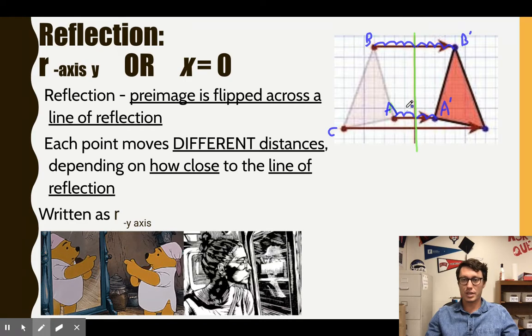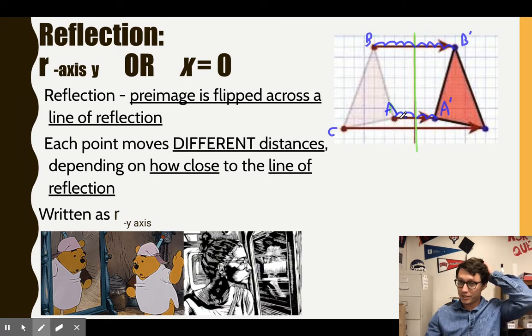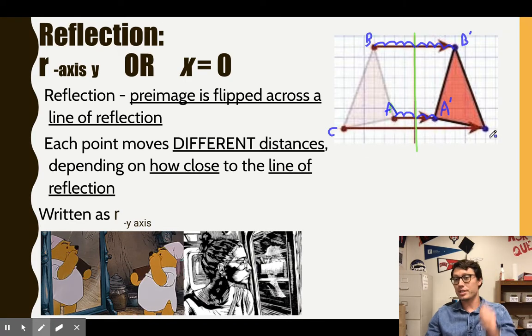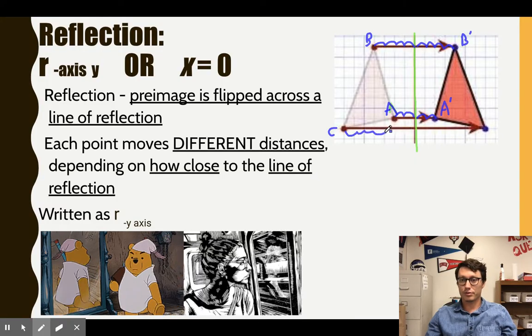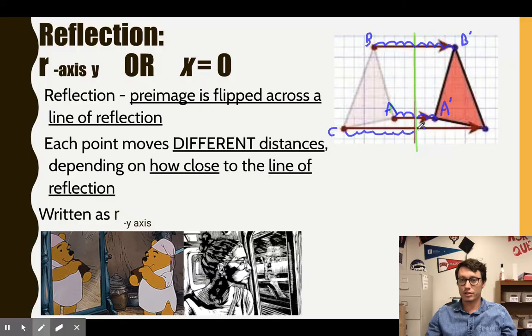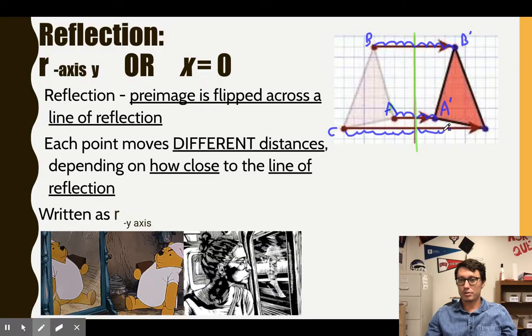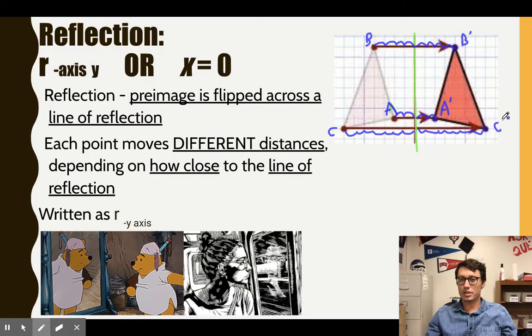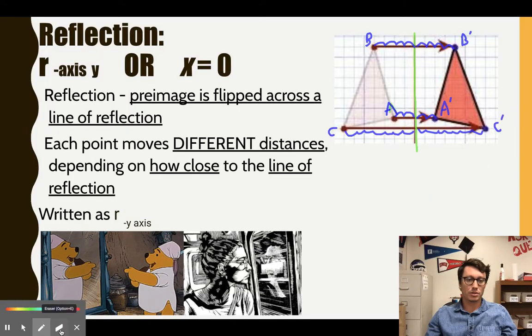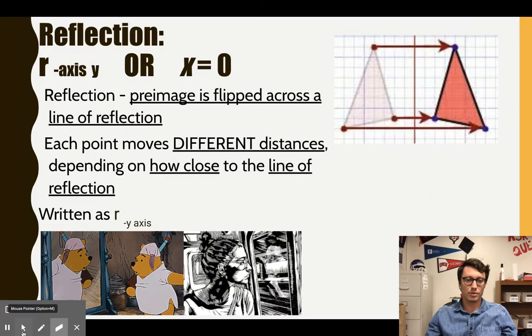Same thing with C. C is going to move a different amount of distance compared to A and B, but C prime is going to be the same distance as C. 1, 2, 3, 4, 5, 6, 7. So on the other side, it's 1, 2, 3, 4, 5, 6, 7. And we would name this C prime. You guessed it. Don't forget about those prime symbols.